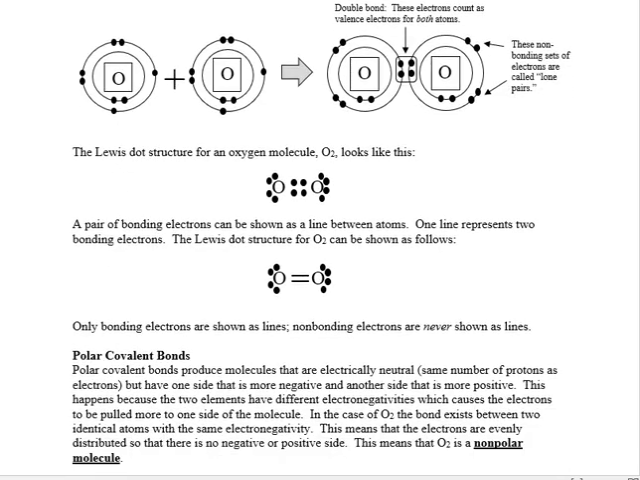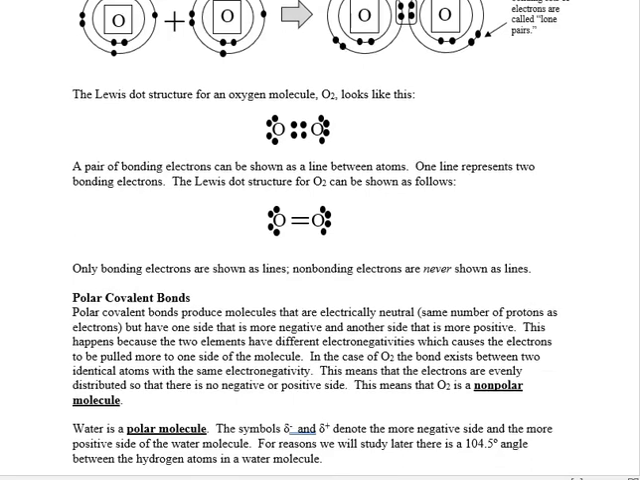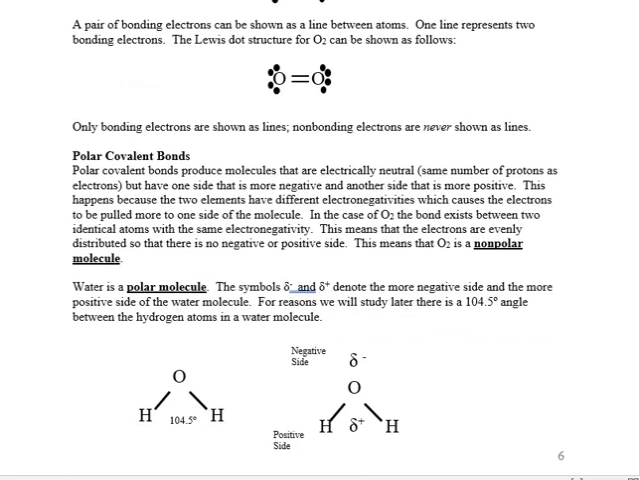The Lewis dot structure for the oxygen molecule O2 looks like that down below. A pair of bonding electrons can be shown as lines between the atoms. One line represents 2 bonding electrons. The Lewis dot structure for O2 can be shown as follows. By the way, you cannot use a line for lone pair electrons. That's why you see lines for the bonding pairs of electrons, but not for the lone pairs on the outside. And it says that right there. Only bonding electrons are shown as lines. Non-bonding electrons are never shown as lines.